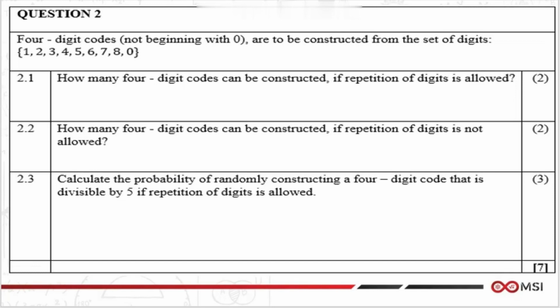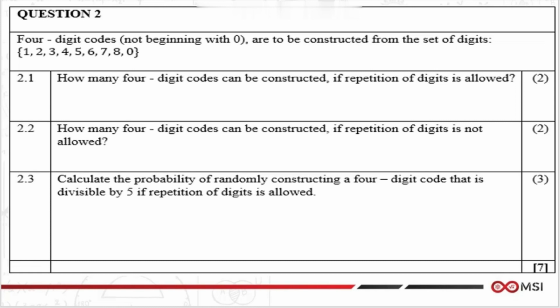Let's look at question 2. 4-digit codes not beginning with 0, then that is a restriction, are to be constructed from the set of digits 1, 2, 3, 4, 5, 6, 7, 8 and 0. Then in our sample space we have 9 digits and we are constructing the 4-digit codes.